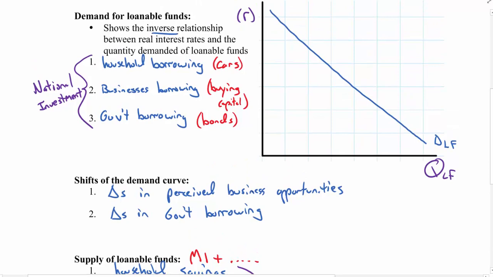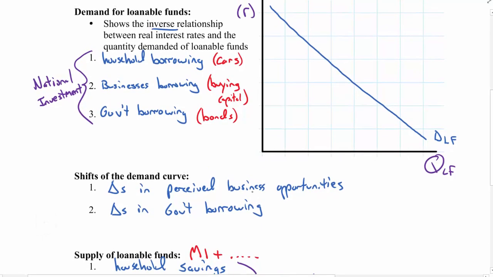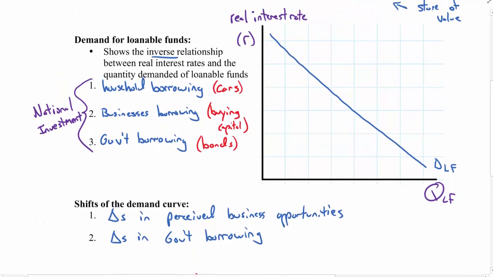An increase will be a shift to the right. A decrease, as usual, will be a shift to the left. And I'm going to take a second here to draw in the supply of loanable funds. And this is going to be a normal supply curve, upward sloping to the right. I'll go up here and I'll write SLF for the supply of loanable funds. And this will then give me my equilibrium.